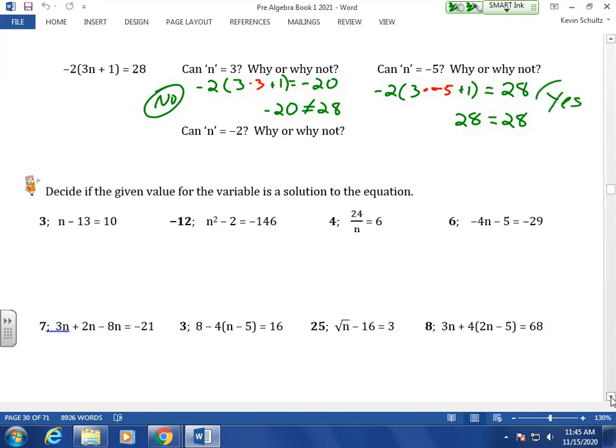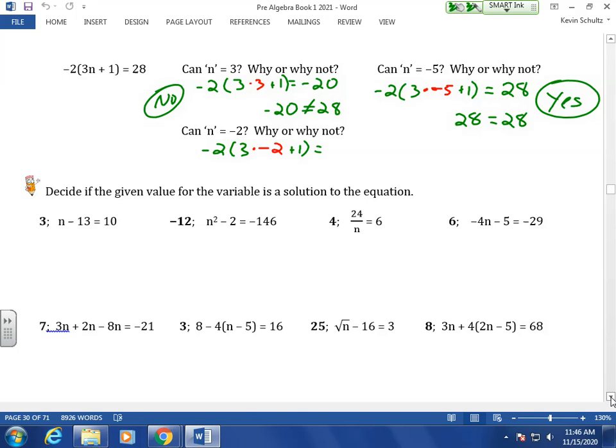So yes, we have our winner. N does equal negative 5. We'll test negative 2 also, just to prove that it doesn't work. So 3 times negative 2. Again, the only thing that changes in these equations is the value for the variable. Everything else stays the same.